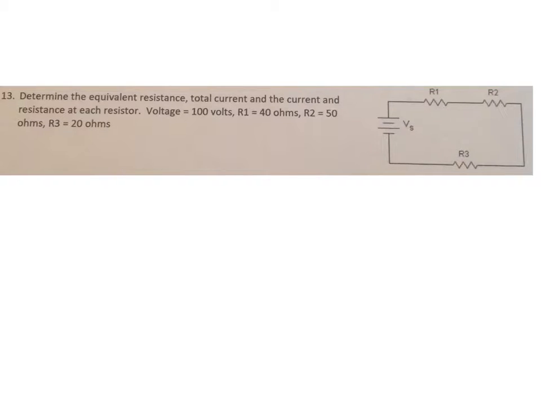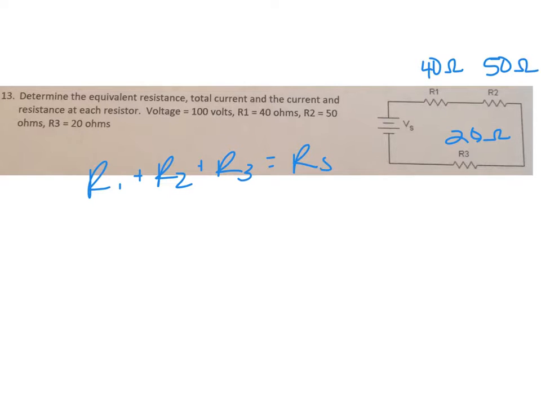Since this is a series circuit, you are simply adding them together. So resistor 1 is 40 ohms, resistor 2 is 50 ohms, and resistor 3 was 20 ohms. So you would just add all three of those together, so it's R1 plus R2 plus R3 equals that equivalent resistance. So 40 plus 50 plus 20 is going to give you 110 for your equivalent resistance. So that's the first part.